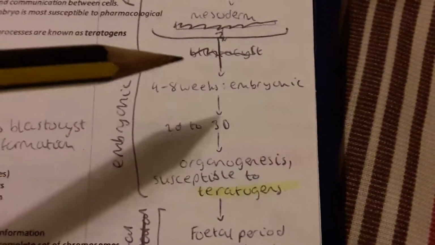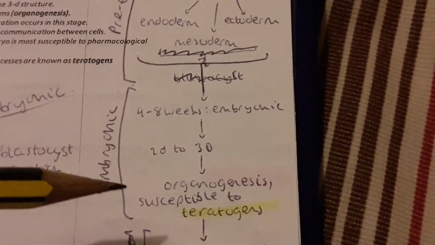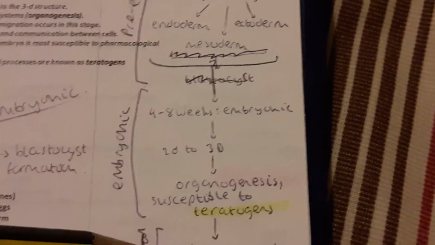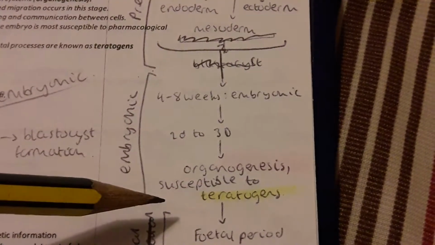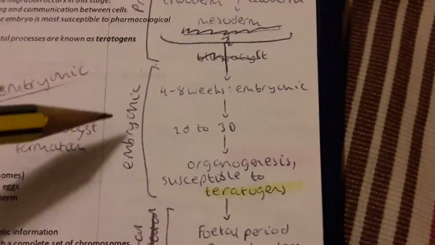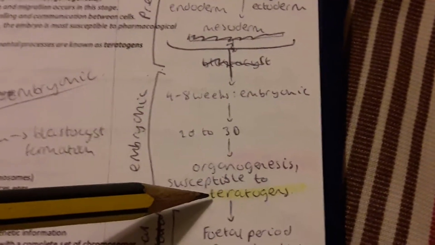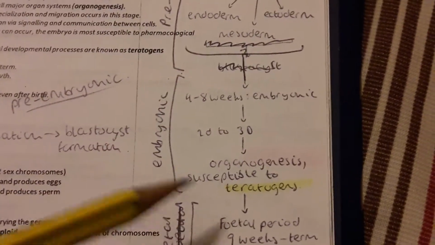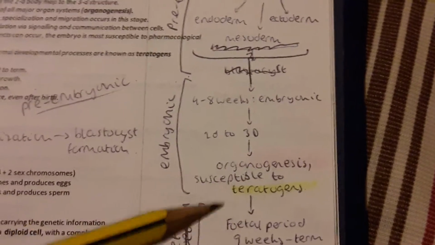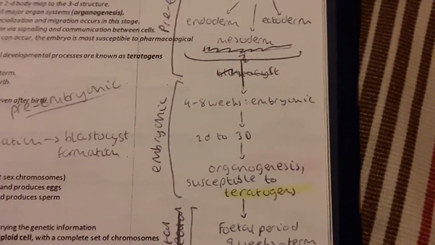In the embryonic phase, which is from 4 to 8 weeks, essentially the body goes from 2D to 3D, and organogenesis happens, which is where the organs are all created. In this phase, it's particularly susceptible to teratogens, which is things like smoking, just basically toxic things. A lot can go wrong in the embryonic phase.